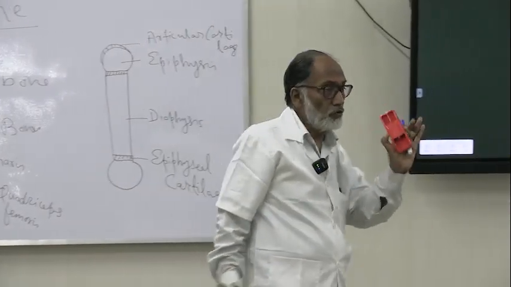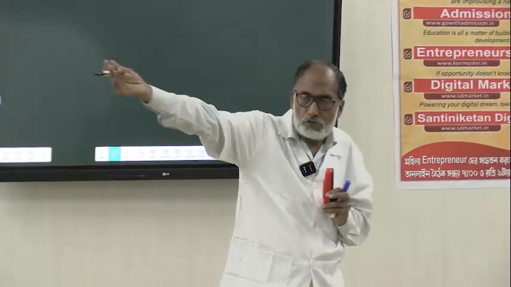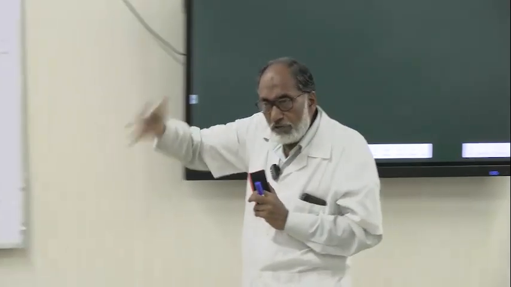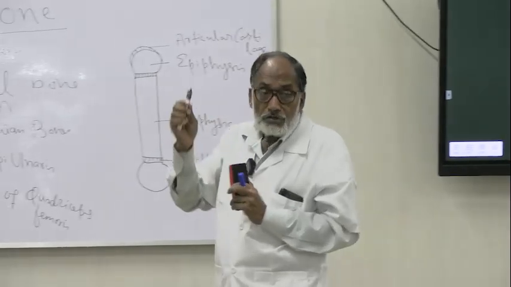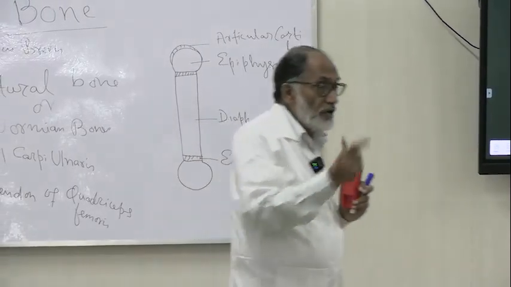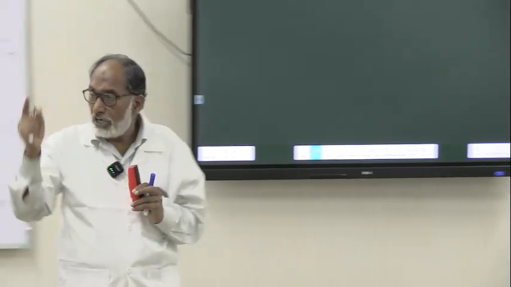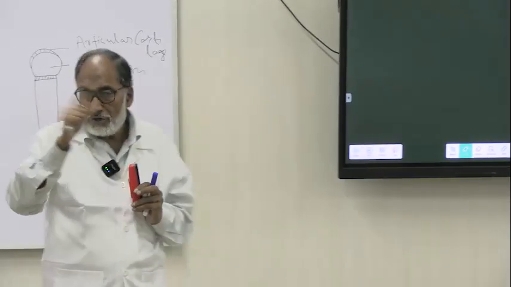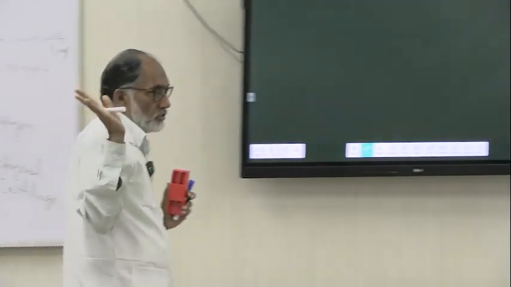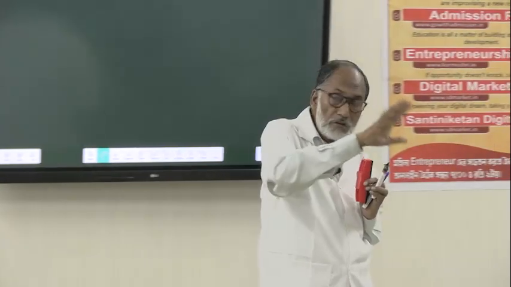I am again repeating, the sesamoid bone. There is no need to study it at your hostel. You commit it to memory here. A sesamoid bone actually develops, first point, within the tendon of a muscle. Number 2, it doesn't have any periosteum.